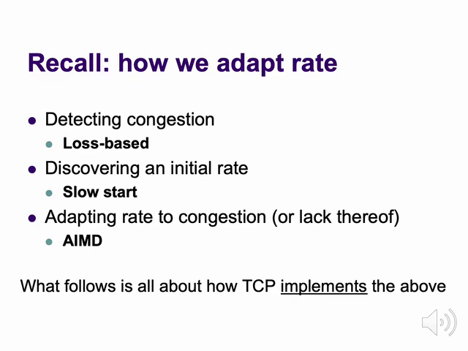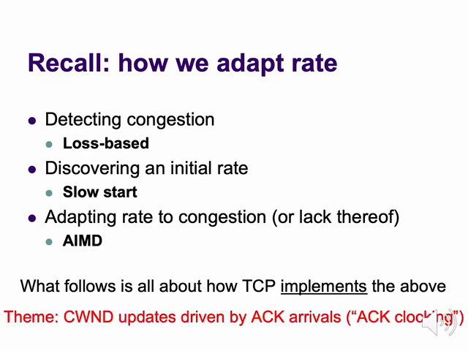And the theme you're going to see in how TCP does this is that all updates to cwnd, because remember we said adapting your rate means updating cwnd, all updates to cwnd are going to be driven by receiving acknowledgements. Okay, so if you think of this in terms of some event programming, your events here are the arrival of acknowledgements. And of course, timeouts as being the absence of acknowledgements. But other than timeouts, all other updates are going to be based on receiving an acknowledgement.